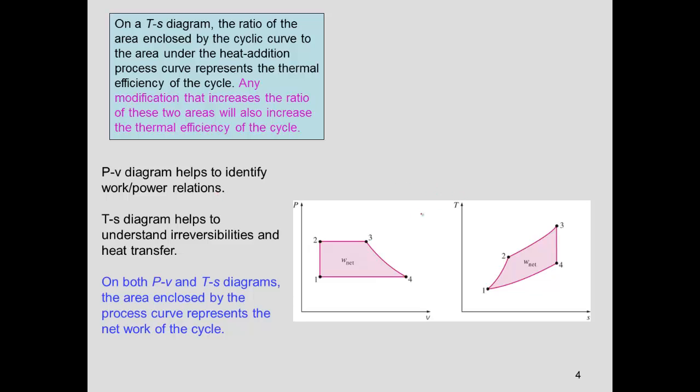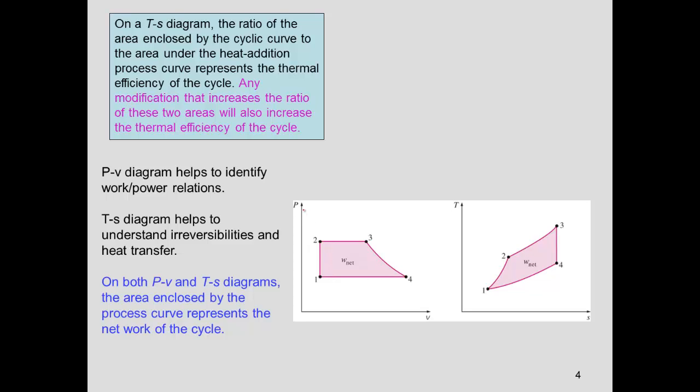So, as we already mentioned, in the diagram, what we have inside the curve is a network. We have two kinds of diagrams: the PV diagram and the TS diagram, the temperature-entropy diagram. In both of the cycles, the area enclosed in the cycle is representative of the work of the network of the cycle.